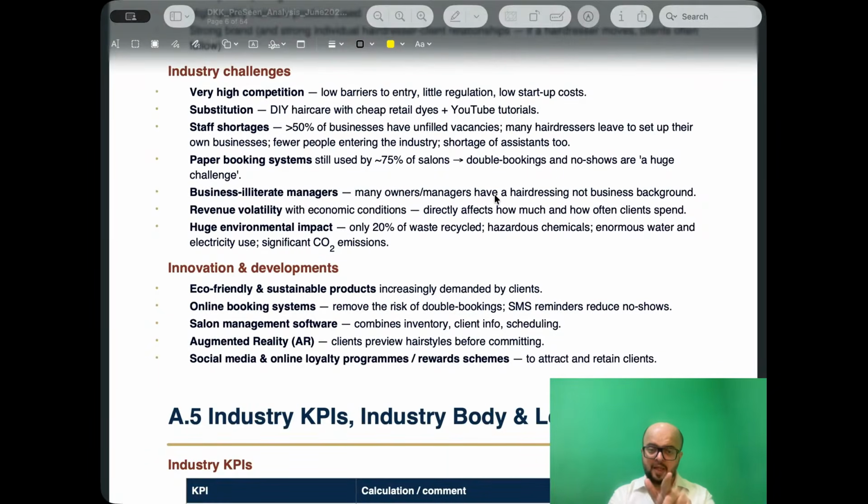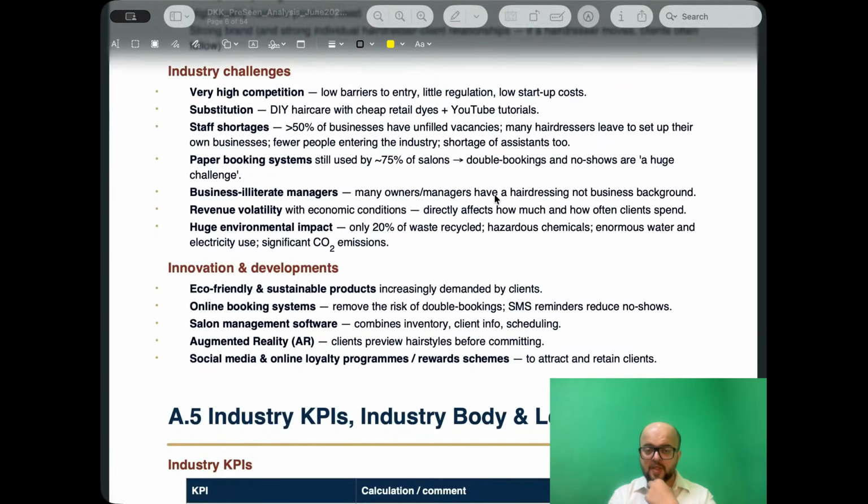When we do stakeholder analysis, I think this will come in very handy. In this specific space, what are the innovations and developments in this particular sector? Eco-friendly and sustainable products increasingly demanded by clients. These will be the Gen Z people, right? Vegan, who knows what else, everything organic, you people apply all sorts of things, right? So all of those things. Then there's a shift from chemical based products to more eco-friendly products.